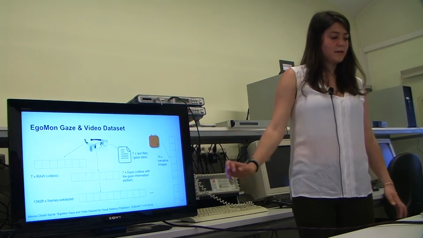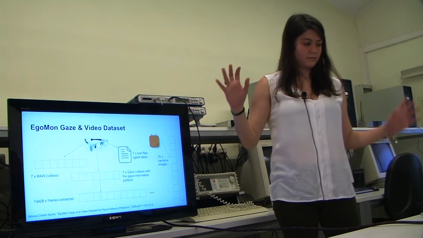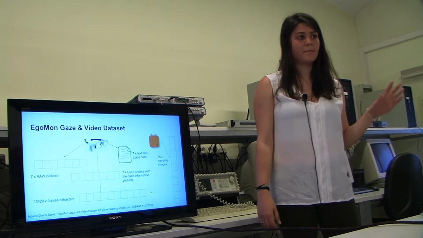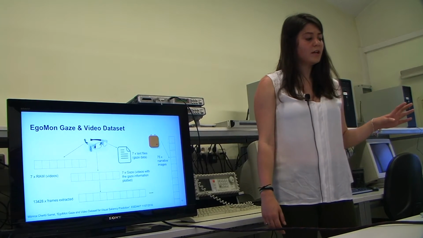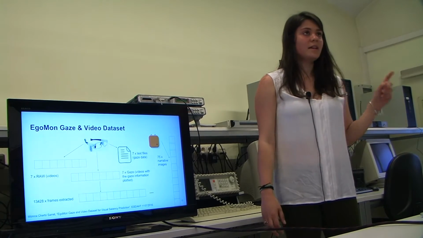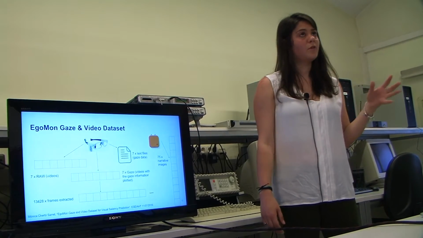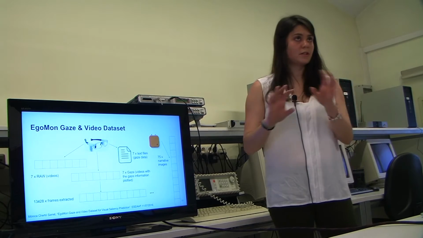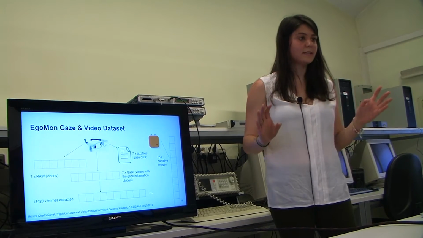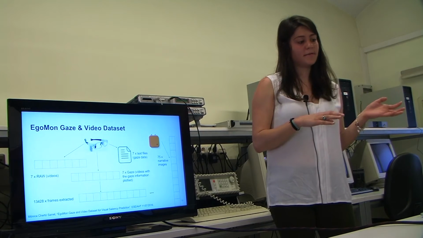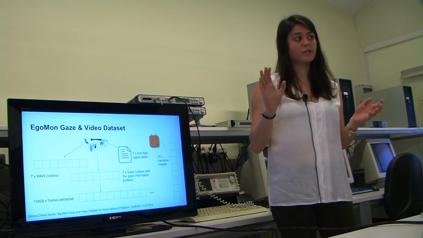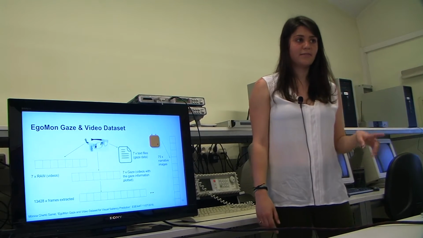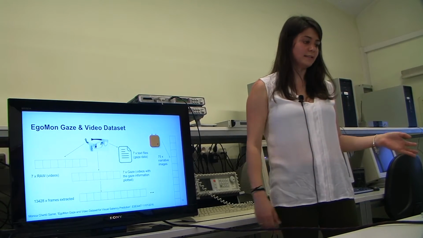Okay, the EgoMon Gaze Video Dataset. It consists of 5 separate things. First of all, the 7 videos recorded for this dataset. It has 7 videos of more or less 30 minutes each. So on one hand we have these videos clean, without any gaze data. On the other hand we have these 7 videos with the point of gaze plotted on them, and we have the 7 gaze data files extracted from the glasses.